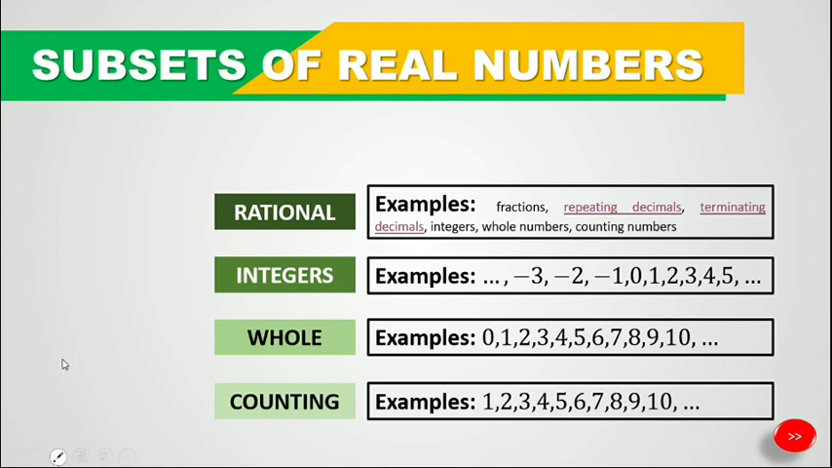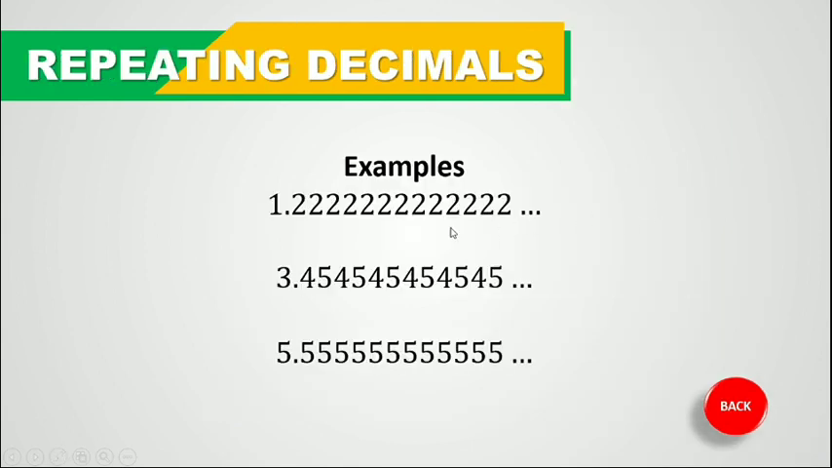So we have here 1.2222222 dot, 3.4545454545 dot and 5.555555 dot. And there are more examples under repeating decimals. Repeating decimals keep repeating their digits, and the decimals have no end. The 3 dots actually mean an ellipsis, and that means infinity. So there are many examples of repeating decimals. From the word repeating, it keeps repeating and never ends.